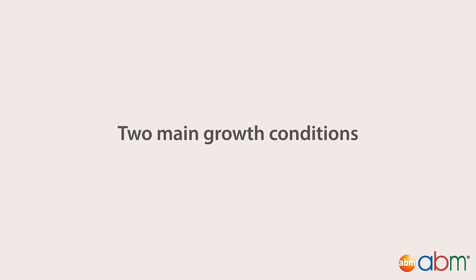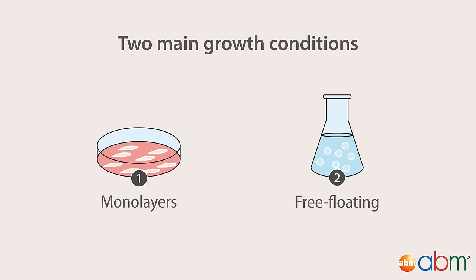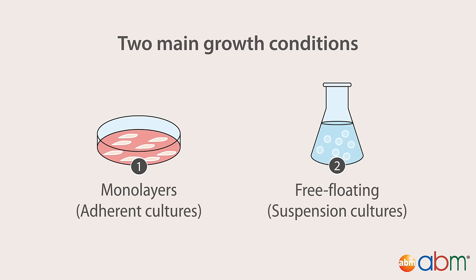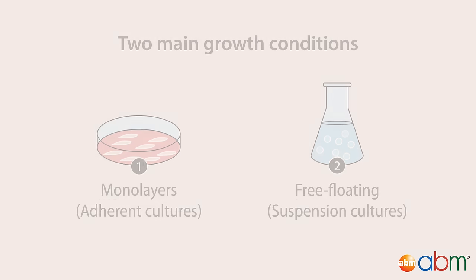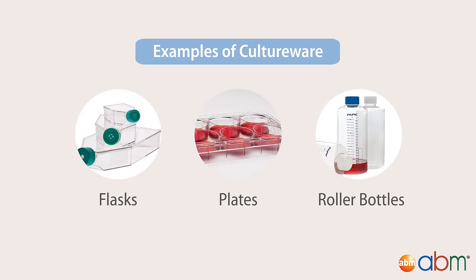Primary cells and established cell lines in culture usually adopt one of the two growing forms. They either grow as monolayers or are free-floating in culture media. Cells that form monolayers are also often referred to as adherent cultures, while the free-floating cells are called suspension cultures. Knowing the growth properties of the cells can help scientists choose the appropriate cultureware for their experiments.